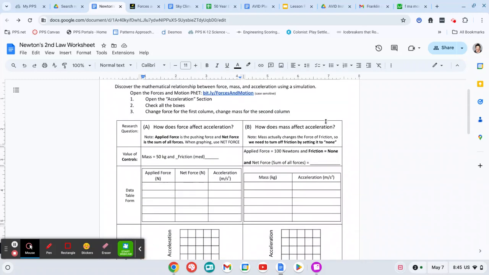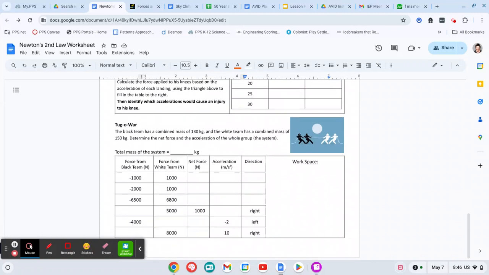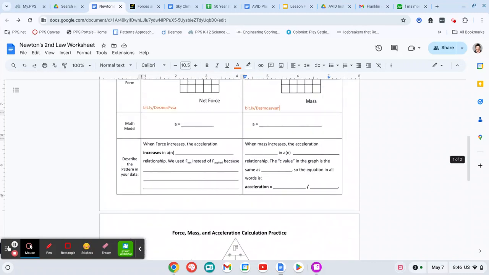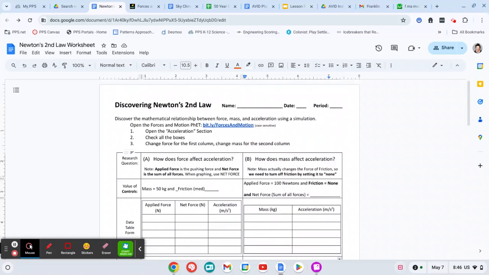Once you're done with that, do the same thing for part B, but now you're going to be changing the mass and keeping the force the same every time. So your applied force will be 100 newtons, and then you want to turn friction down to none. There's this note right here. After you've collected your data, complete these math problems. Have fun, and hopefully you'll better understand how force, mass, and acceleration are related to each other.